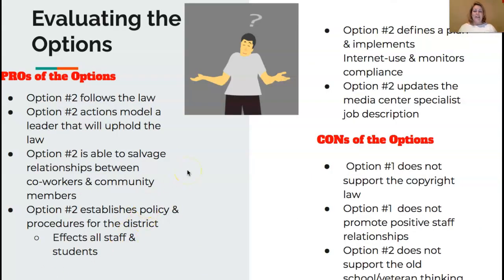So when evaluating the options, I already alluded to some pros and some cons. Some of the pros of option number 2 is it follows the law. It has the principal be a leader who will uphold the law. Option 2 also, I believe, is able to salvage the relationships between the co-workers and the community members, because we're identifying that we did this incorrectly, but here are our steps to do our corrective action to make sure that we're doing it right the next time.